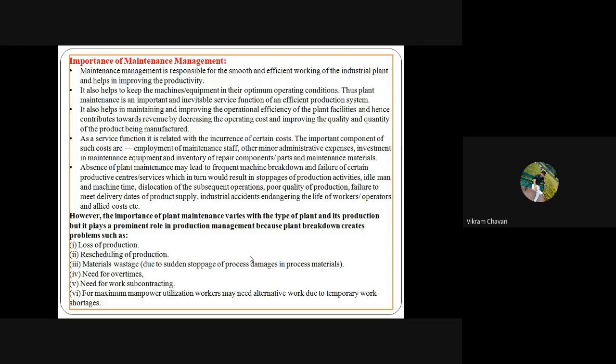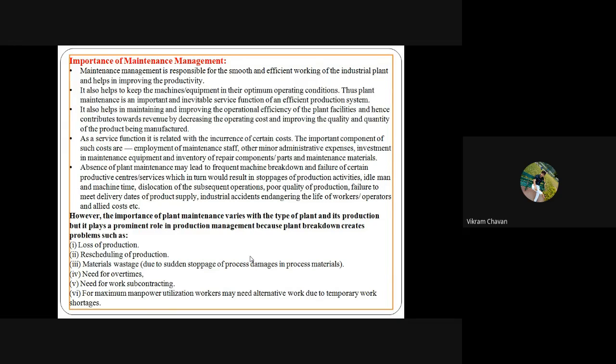Okay, need for work subcontracting. If the industry does not have a maintenance department, then the maintenance activities have to be performed by subcontracting, and then the manpower utilization will increase. Okay, so actually these are the extra costs which will be suffered by industries if any industry does not have a maintenance department or maintenance policies.